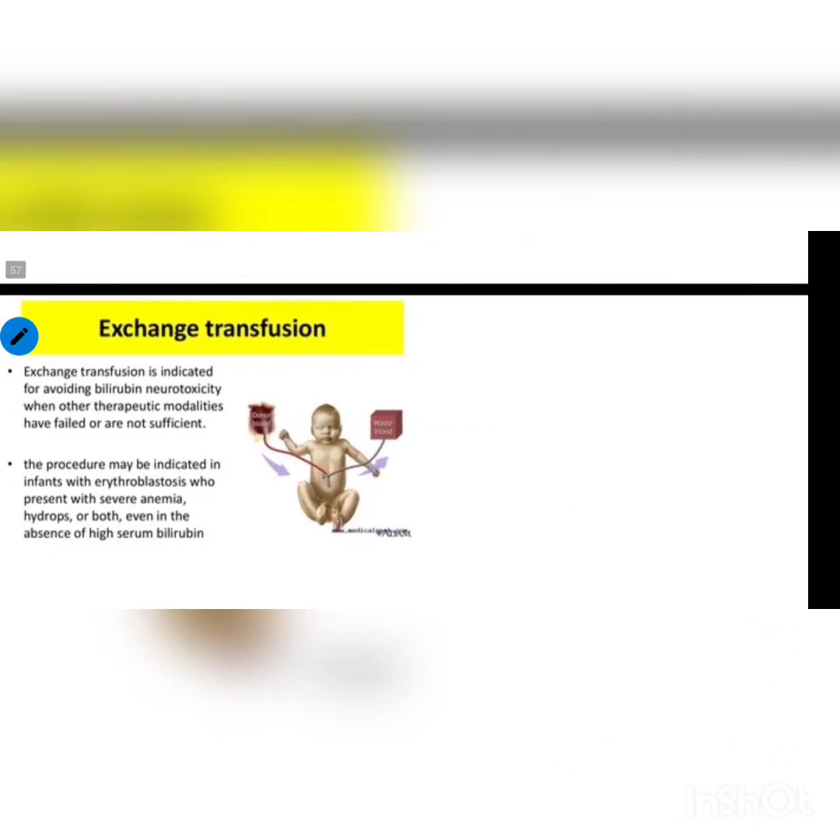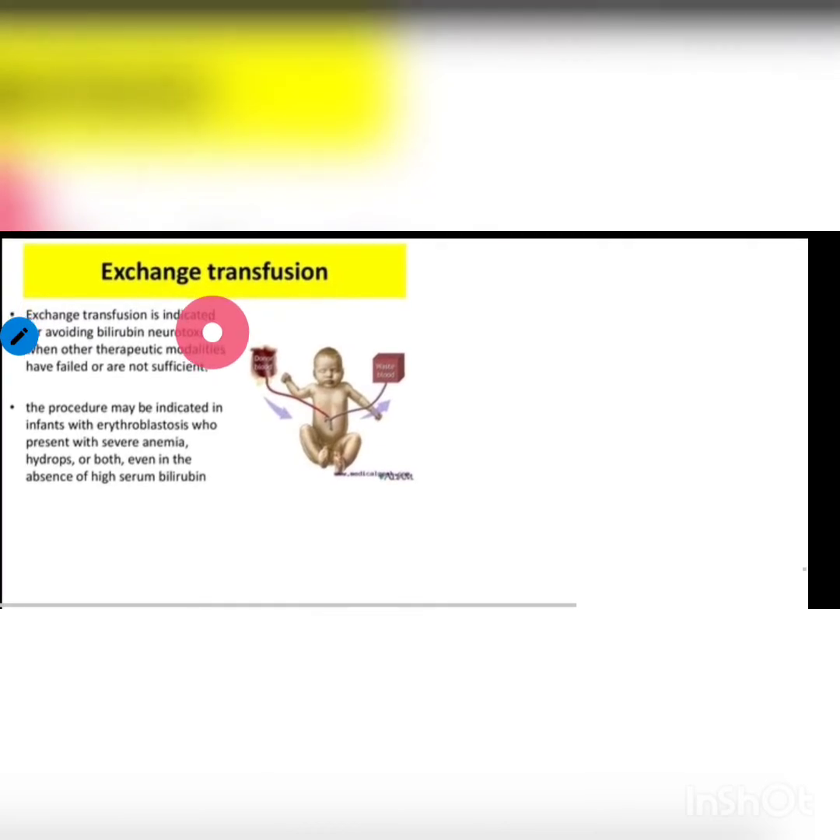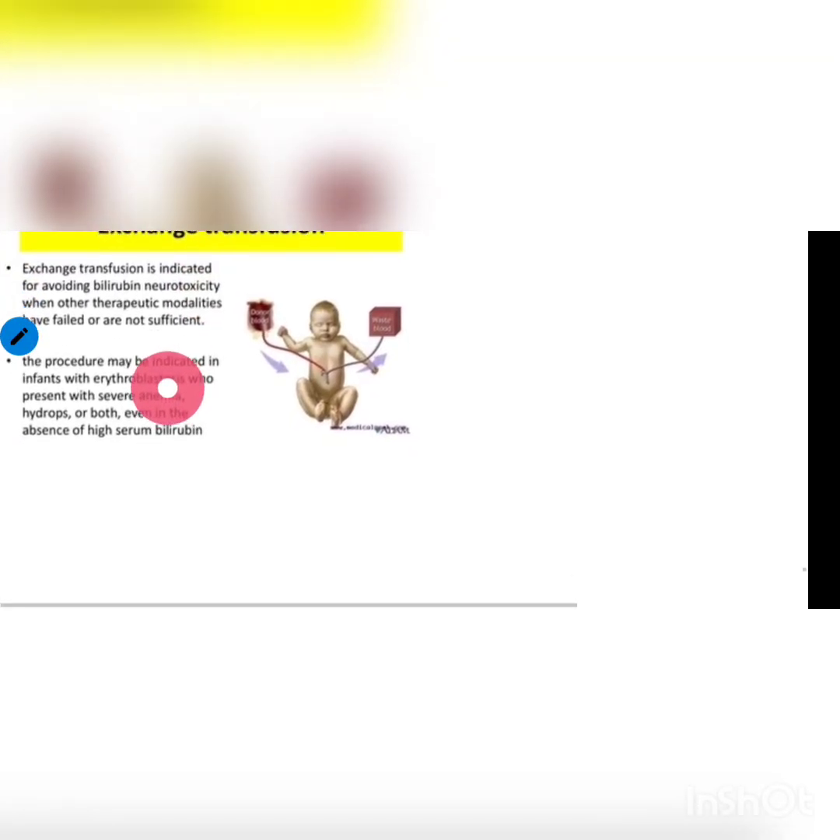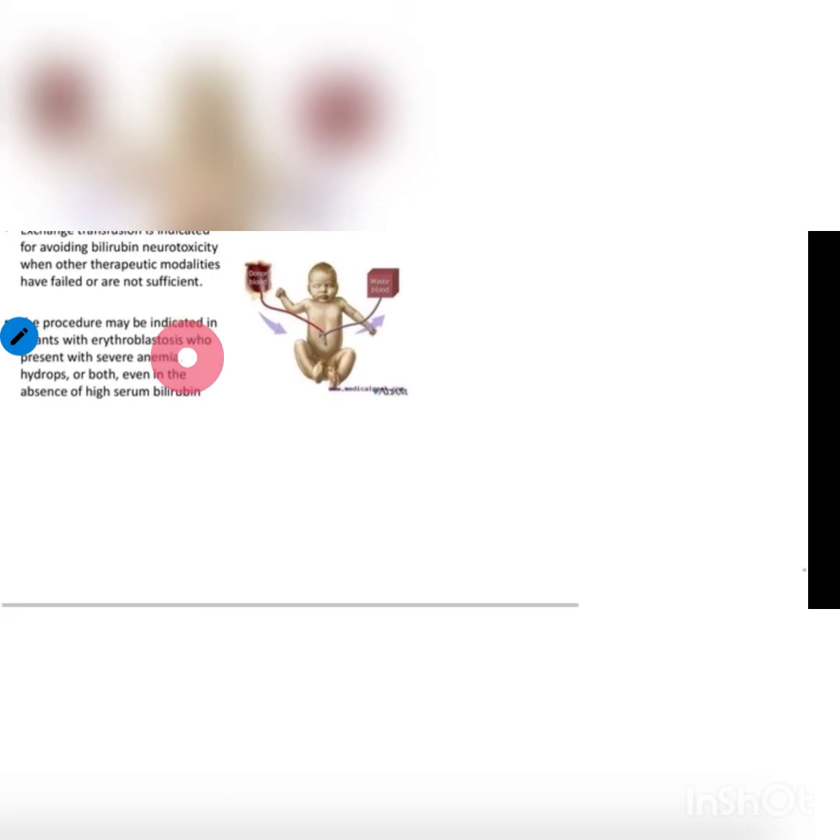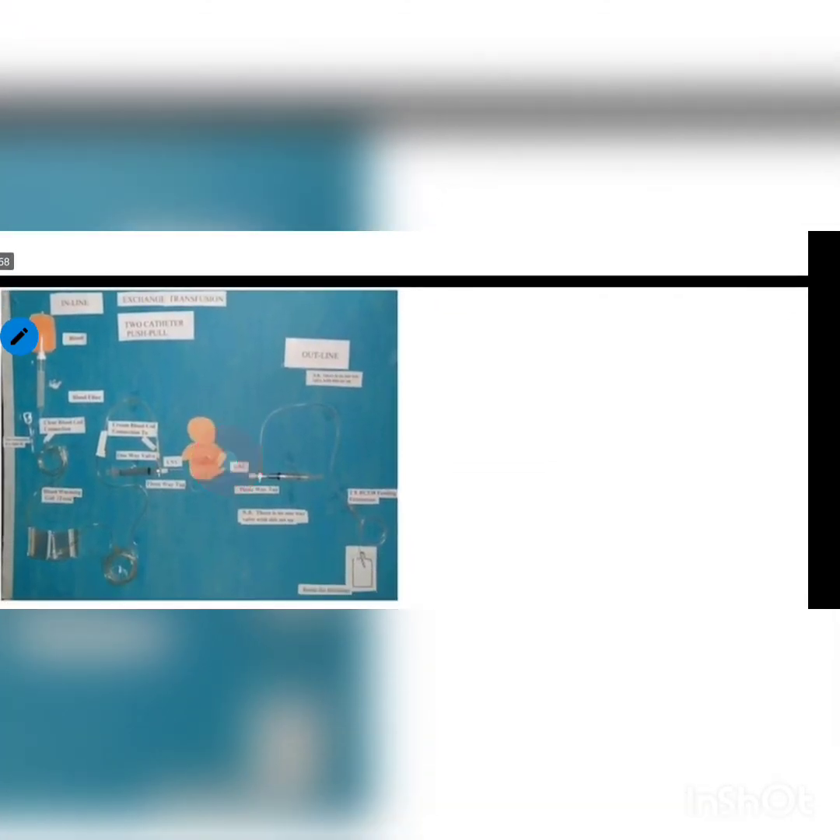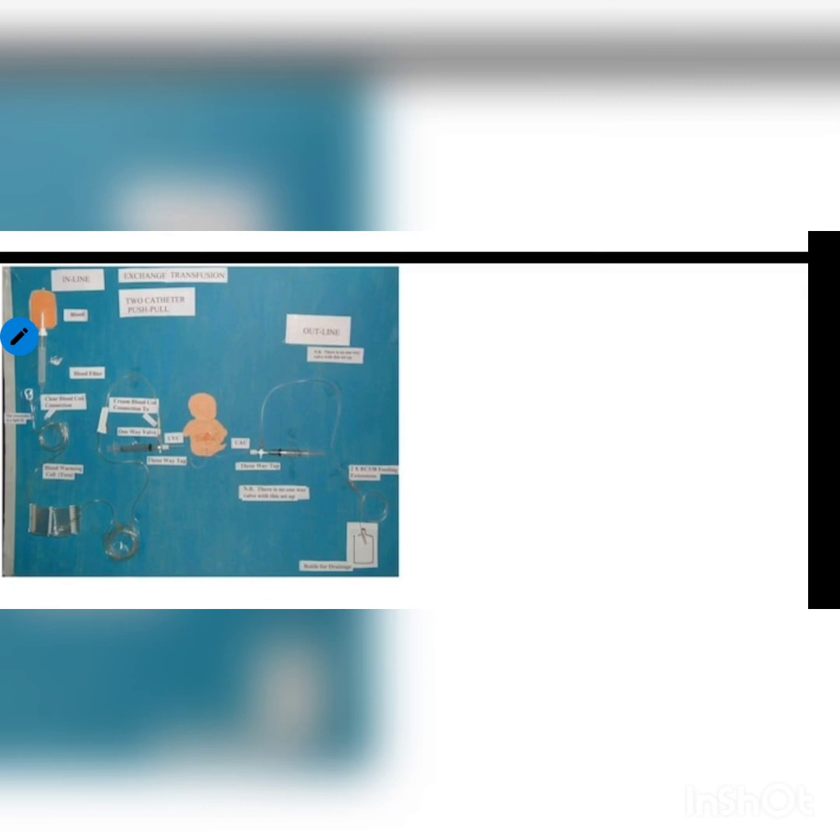So the exchange transfusion. Exchange transfusion is indicated for avoiding bilirubin neurotoxicity when other therapeutic modalities have failed or are not sufficient. The procedure may be indicated in infants with erythroblastosis who present with severe anemia, hydrops, or both, even in the absence of high serum bilirubin. You can see the methods we can use in exchange transfusion: 2 catheter, push pull, and inline.